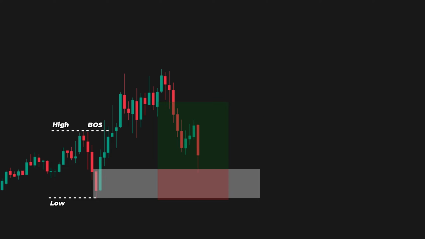As price retraces back to the order block, it finds support and begins to move higher, successfully triggering our buy trade. Price continues upward and eventually hits our take profit, securing a solid 2% gain.